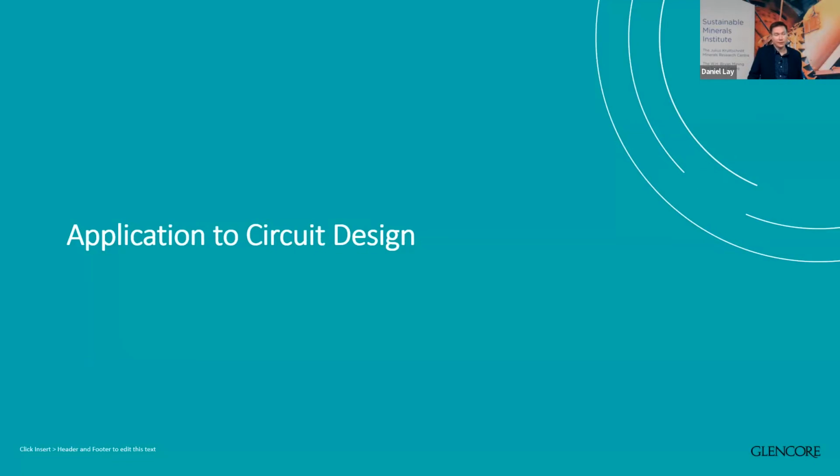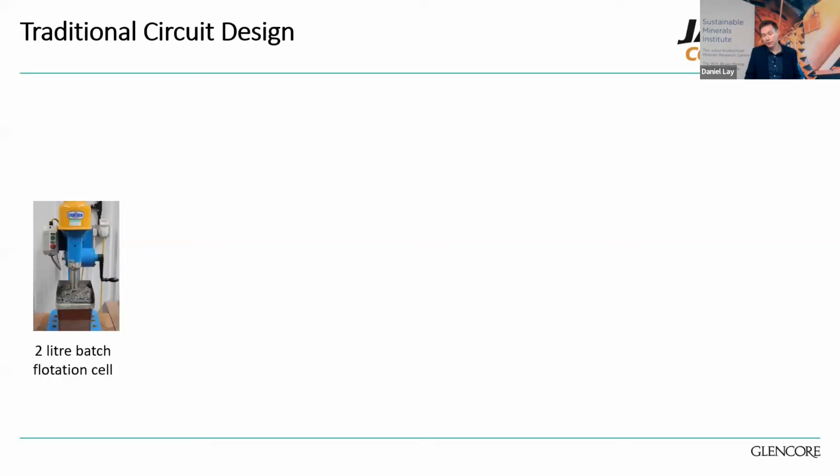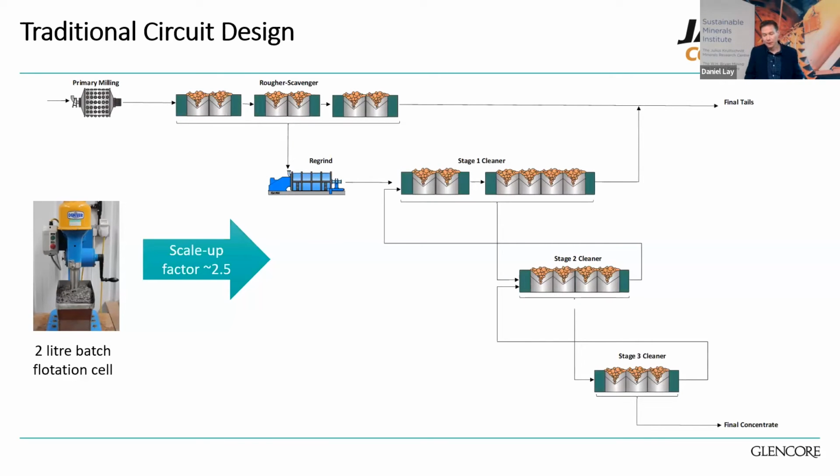So how does this affect our approach to circuit design? Well, firstly, let's take a look at the traditional approach. If we take our results from the 2-liter batch cell and we apply the 2.5 scale-up factor to get to the full scale circuit, in this case, a rougher scavenger with long residence time to drive recovery. The rougher concentrate is fed to a regrind mill with 3 stages of cleaning in closed circuits in an effort to drive concentrate grade. The result of this approach is a circuit with long residence times and high recirculating loads.